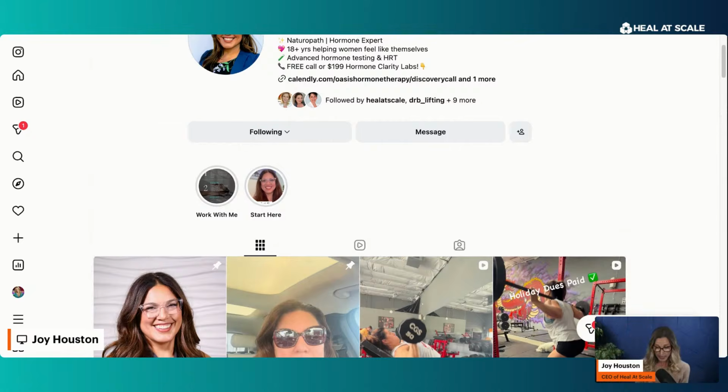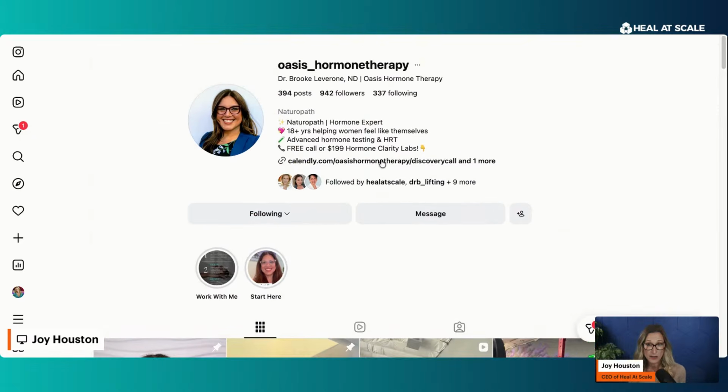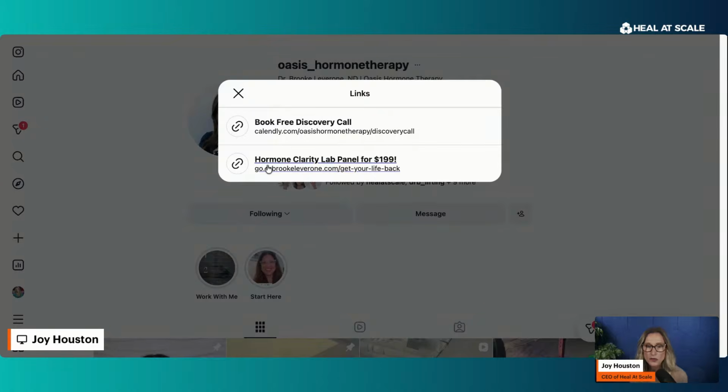So ideally, we move from this page and someone says, yes, I want to buy your lab test funnel. So where does that take us? Okay. So let's go ahead and go to her hormone clarity lab panel. If I were her, I would do this as a directive. Test your hormones now, or get your hormones tested now.